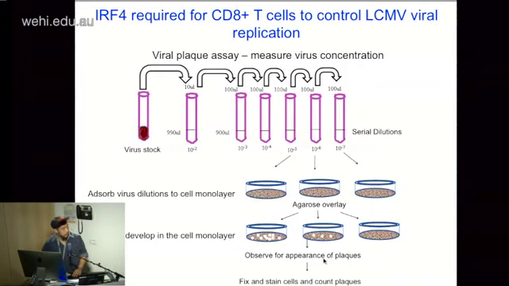And so over time, if you have a lot of virus in your sample or in your organ, then you'll get a lot of these plaques forming. And then you can take these dishes and count them and determine how much virus concentration you have in a certain organ.